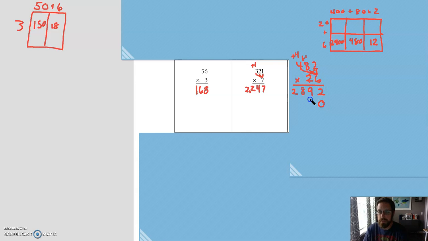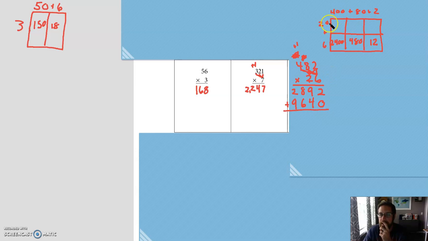Now you do the exact same thing. You go 2 times 2 is 4, 2 times 8, and I'm just going to scribble these out so I don't get confused by what those are. So 2 times 8 is 16, and I carry my plus 1, and 2 times 4 is 8, plus 1 is 9. So 20 times 482 is 9,640. And then I would just add them.